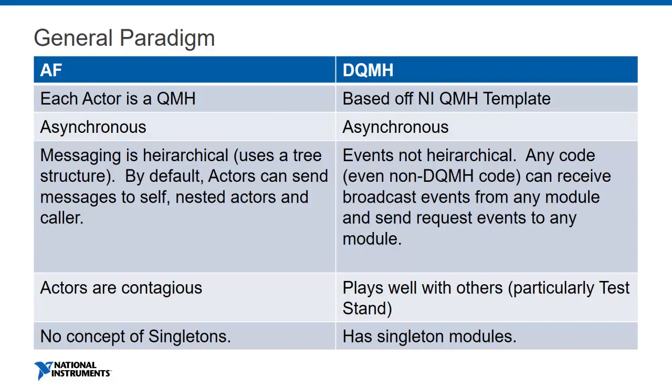The interaction is a little bit different. In the AF, at least by default, it's hierarchical, right? So the actor is sending messages to things above it or below it in the tree, but that's it. It's not going across to a sibling in the tree. DQMH events are not hierarchical, so anything can message anything in your system if it can get access to the event ref, or if it can drop one of those requests to do something.